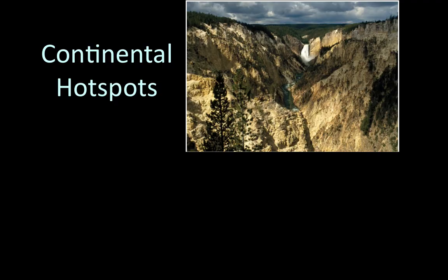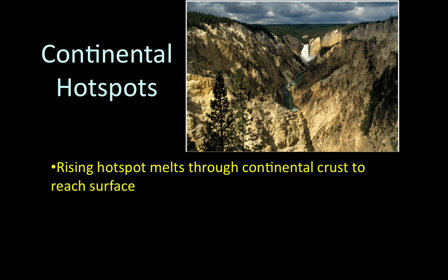Now you get a different scenario when a hotspot comes up through a continent. In the case of places like Yellowstone, this rising hotspot, initially it was very mafic as it melted through the mantle, but then it has to go through the very thick continental crust to reach the surface. And remember, the continental crust is very rich in silica because it has all of those non-ferromagnesian minerals.